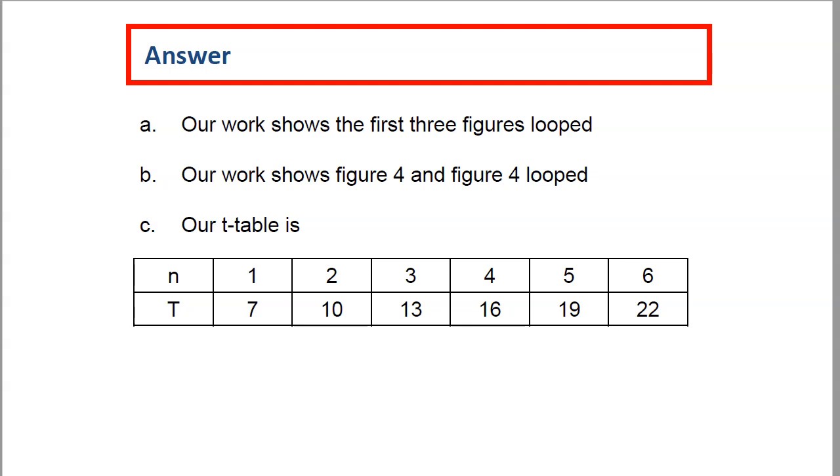So our answer is: our work shows the first 3 figures looped, our work shows figure 4 and figure 4 looped, and then we have our table. That's it for this homework video. This sequence will be further analyzed in additional videos.